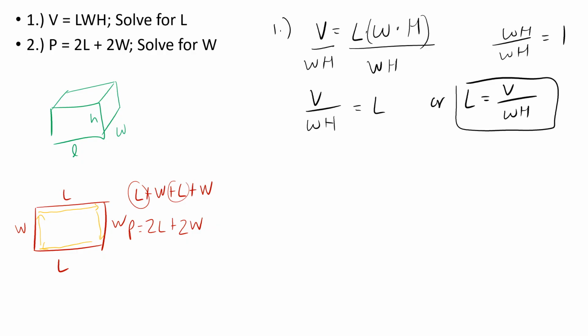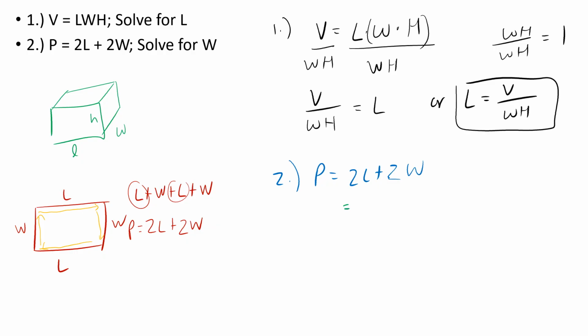So going back to the problem, we do have the formula here. We've got 2L plus 2W, and we are asked to solve for the W. So we've got the 2 multiplying it, and then we have the 2L being added on.